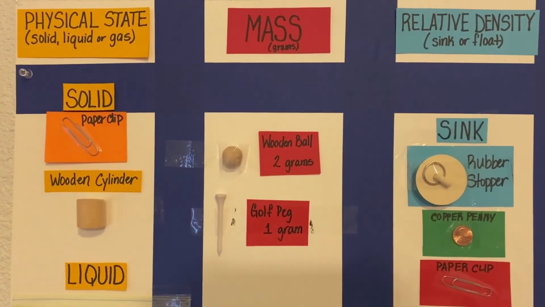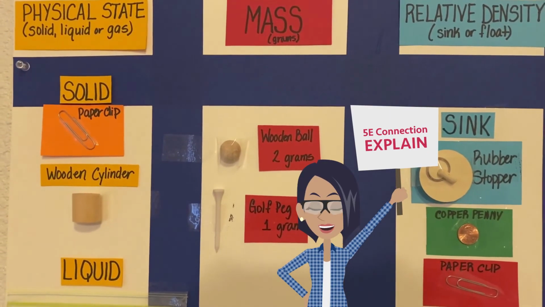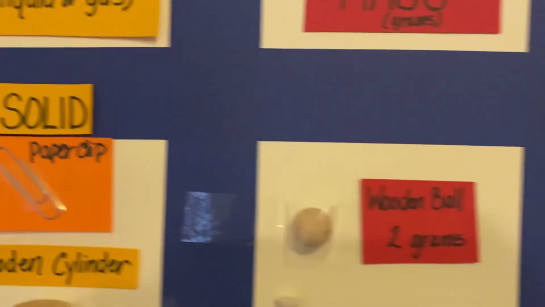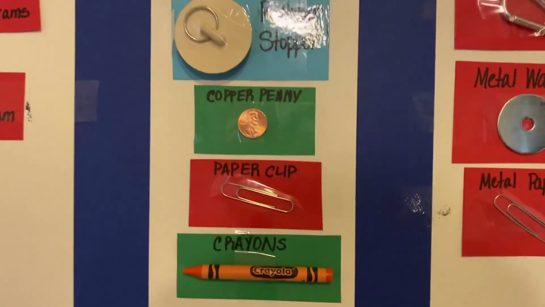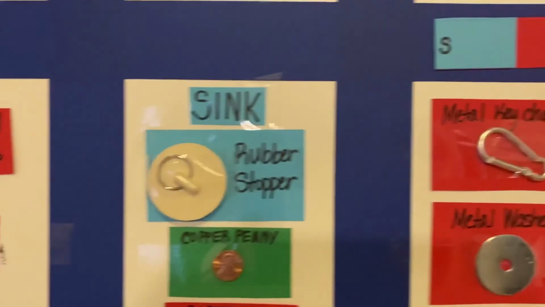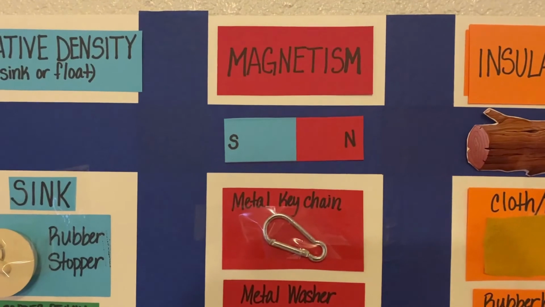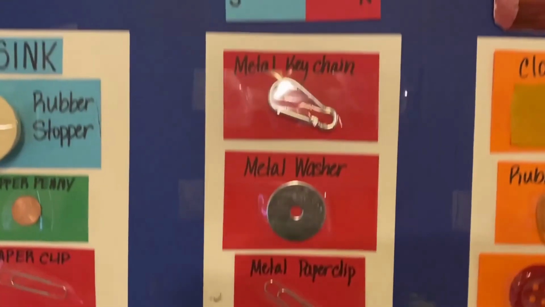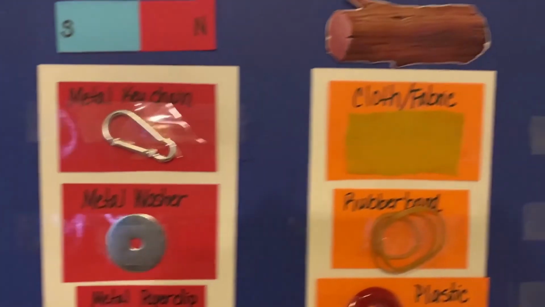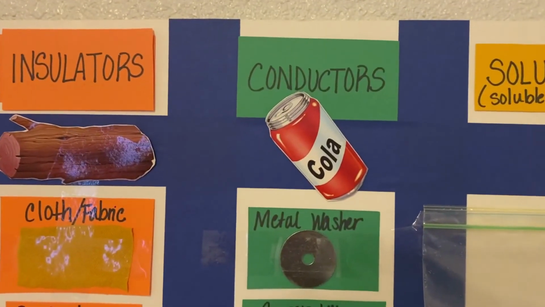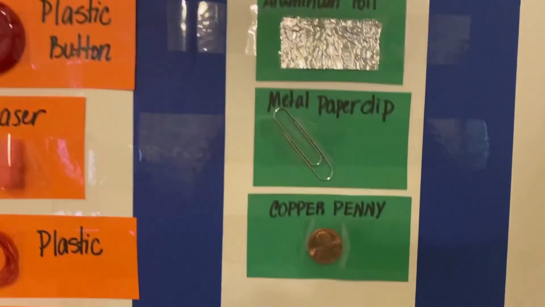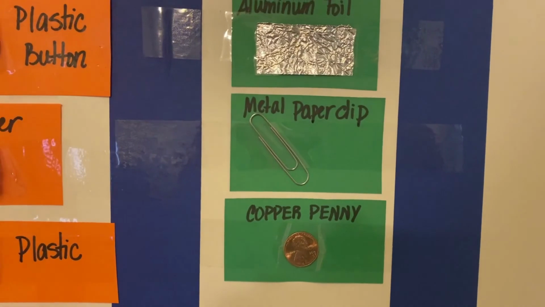On this concept wall, I've placed the metal paperclip under the physical properties in which we've tested. So in physical state, I have it under solid. Then I'm gonna go over to relative density. This paperclip, as we know, it did sink to the bottom, so I placed it under sink. Now I'm gonna go to the column that says magnetism. This paperclip was magnetic, so I placed it in the column under magnetism. I'm gonna then go over to the column that's labeled conductors. We noted it did conduct electricity for that electrical circuit, so I placed that metal paperclip under conductors.